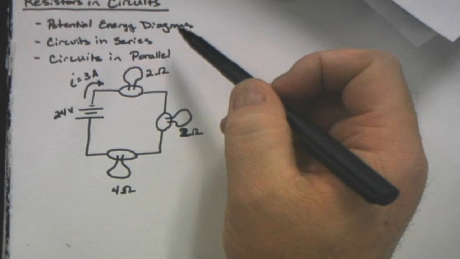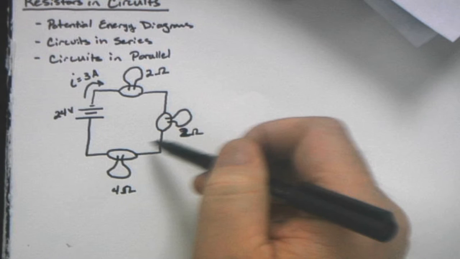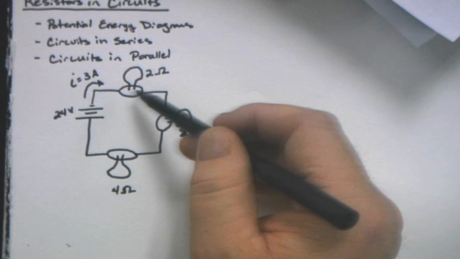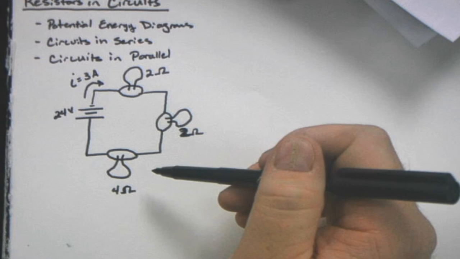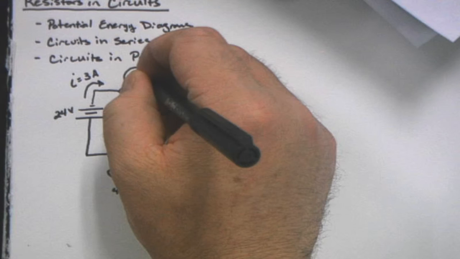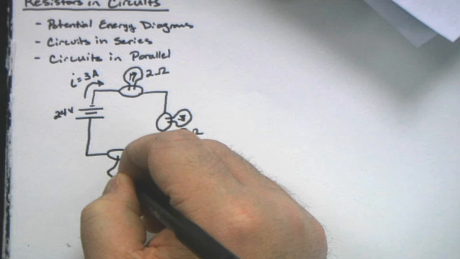We're going to look at three things today. We're going to look at potential energy diagrams. So as the current goes around a circuit, how much potential does the circuit have after it goes through each device here that we have? So we have these little light bulbs, right? Okay.